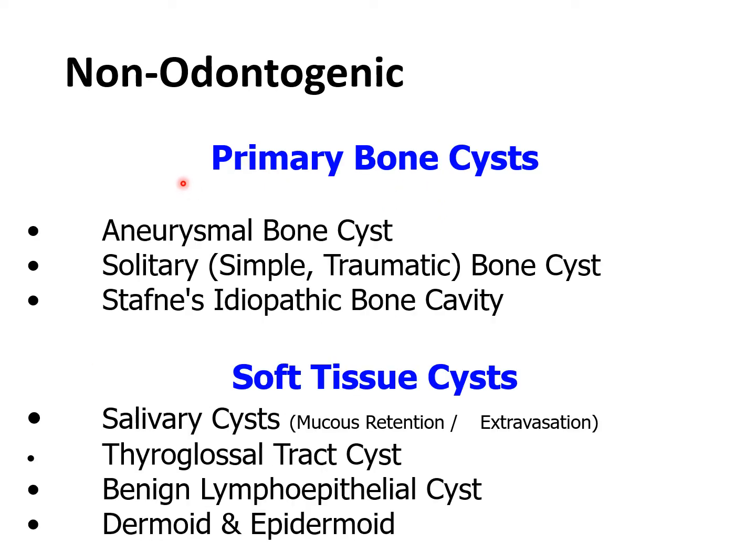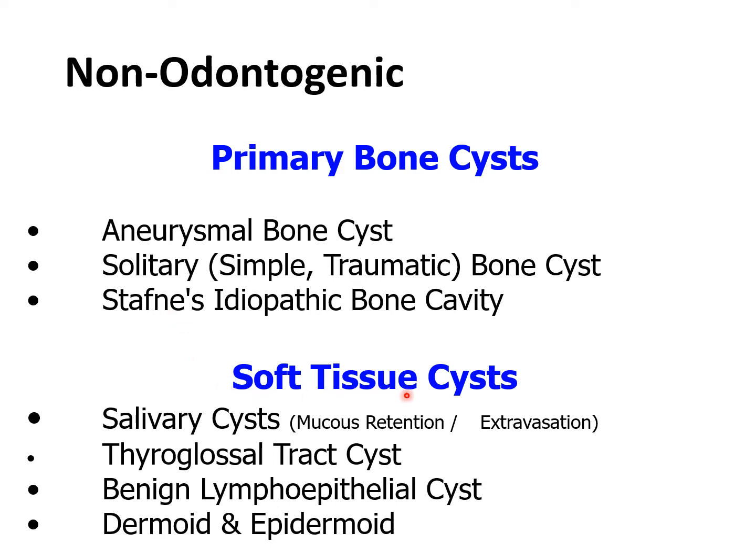The other type of non-odontogenic cysts include primary bone cysts, which are not lined by epithelium, but they're lined by the jawbone and include aneurysmal bone cysts, solitary bone cyst, which is also known as simple or traumatic bone cyst, and finally Stafne's idiopathic bone cavity, which results from entrapment of salivary gland tissue in the jawbone.